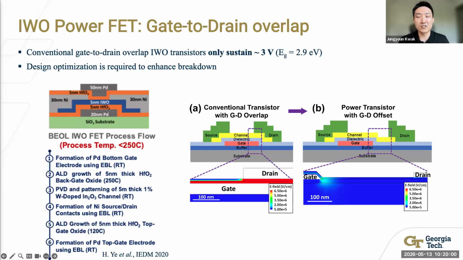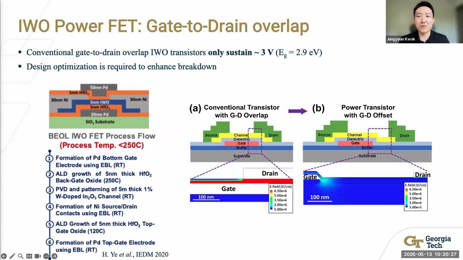Figure B, proposed in 2025 VLSI, shows our solution: a gate-to-drain offset design, pulling the gate edge back from the drain contact. We've introduced a gated buffer region between the gate and the drain. The electric field is now spread across the offset region rather than concentrated at a single point.